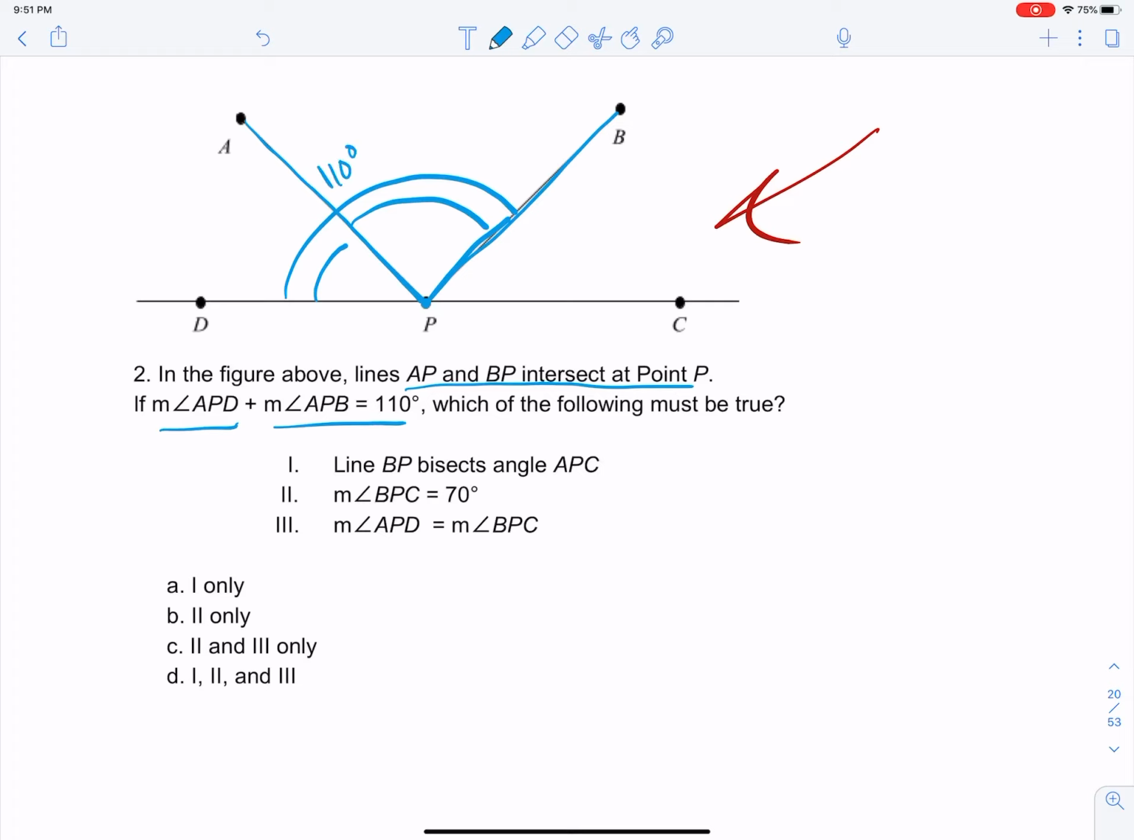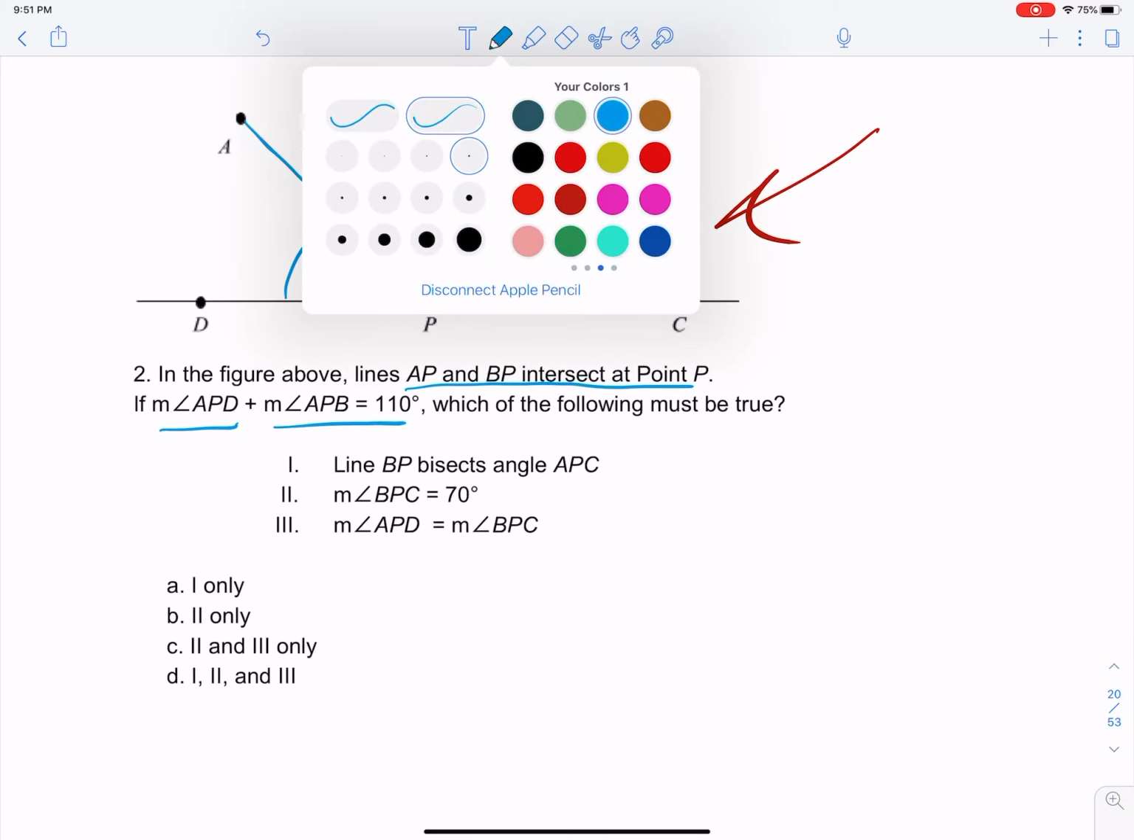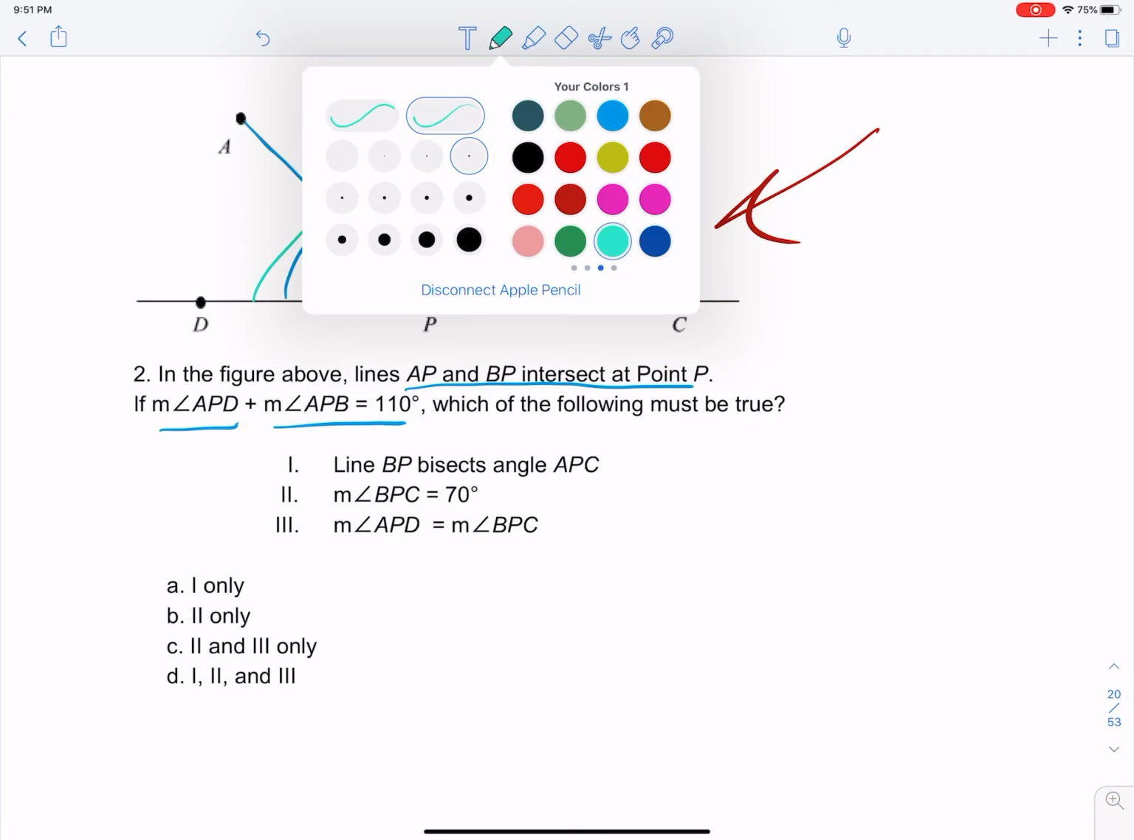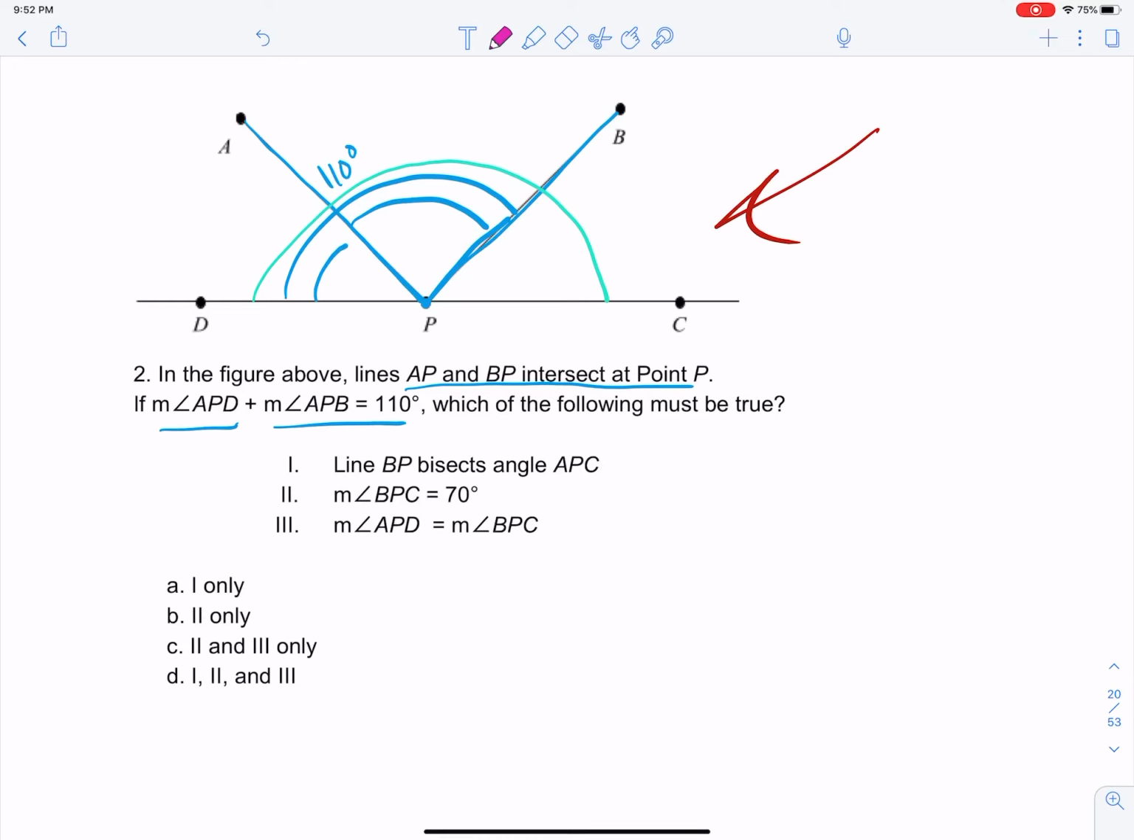By the way, if this is 110, any line back to itself is how many degrees? 180, right? That whole thing would be 180. So what would be left for this piece here? 180 minus 110 would be 70 for this angle here. Okay, so now what can we find out?